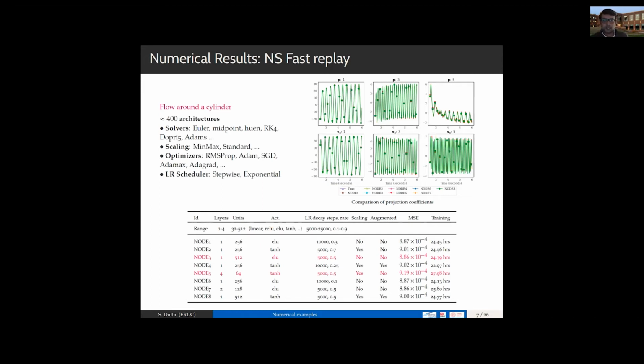So here I'm showing what we have. I've tried to compile some results that we were able to achieve with our neural ODE architectures. We compared about 400 different architectures and hyperparameter configurations for this problem. For instance, we looked at different ODE solvers, different optimizers, different types of scaling of the input data, and different learning rate scheduling functions as well. And obviously we also looked at different ways to construct a network: different layers, different units per layer, different activation functions. We also experimented with the use of augmented neural ODEs.